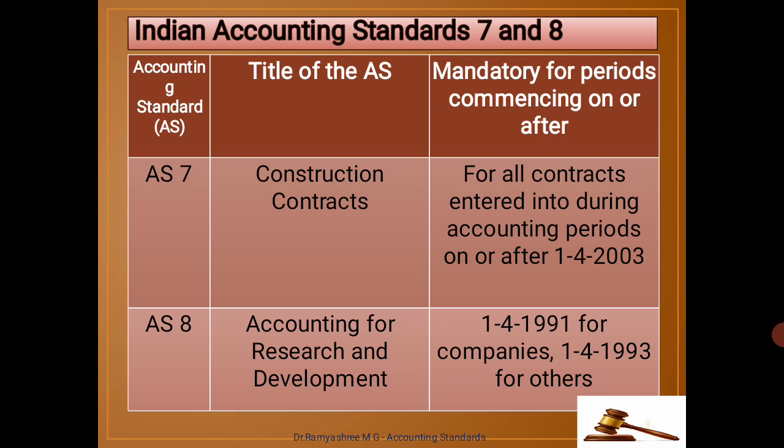And Accounting Standard 8 deals with accounting for research and development. This accounting standard, which was issued in January 1985 and which was made mandatory in respect of the accounting periods commencing on or after April 1st, 1994, has been cancelled as it is withdrawn from the date Accounting Standard 26 on intangible assets becomes mandatory for the concerned enterprises.